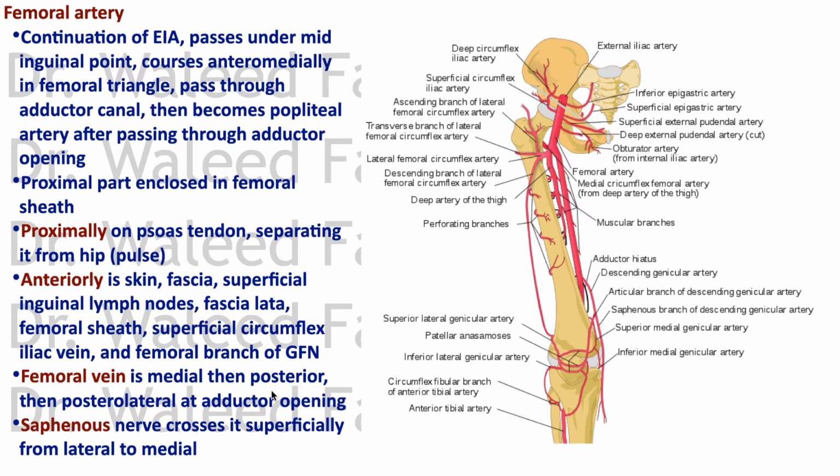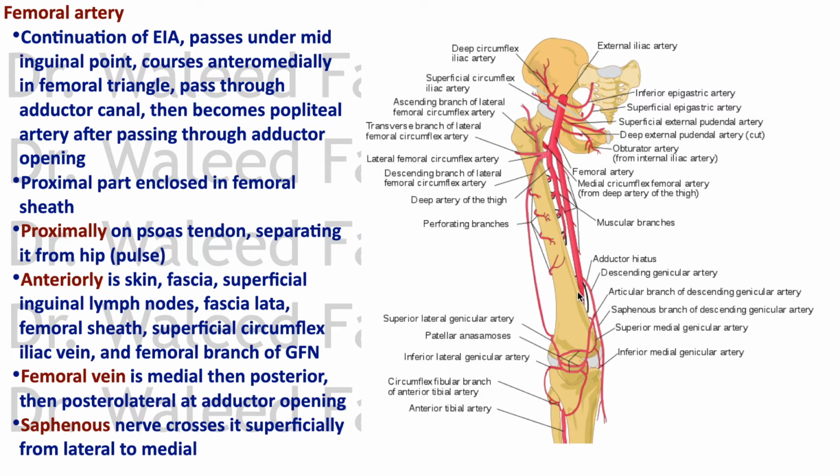The femoral vein is medial in the upper thigh, then posterior in the lower thigh, then posterolateral at the adductor opening. So the popliteal vein will be posterolateral to the popliteal artery.